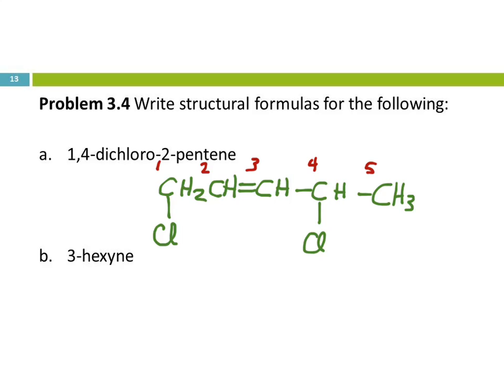So 3-hexyne. Hex tells us there are 6 carbons. So this time I'm going to draw the expanded form. It doesn't say what kind of structural formula. So this was a condensed structural formula. I could draw the expanded and that would be fine. I could also draw the bond, the line angle one. So 1, 2, 3, 4, 5, 6 carbons.